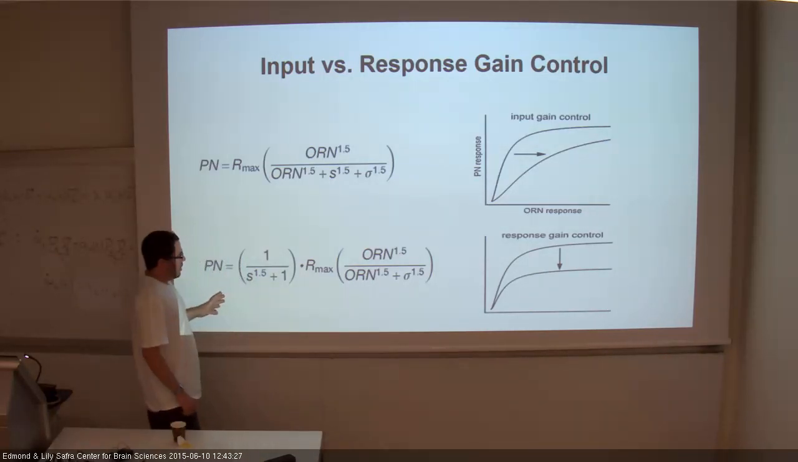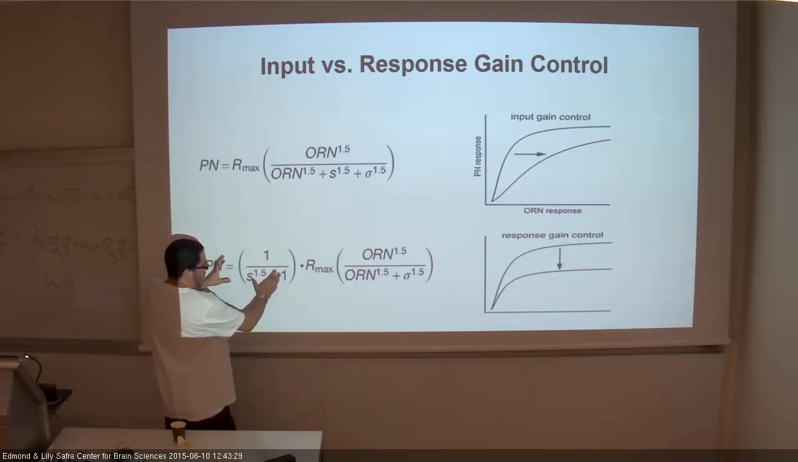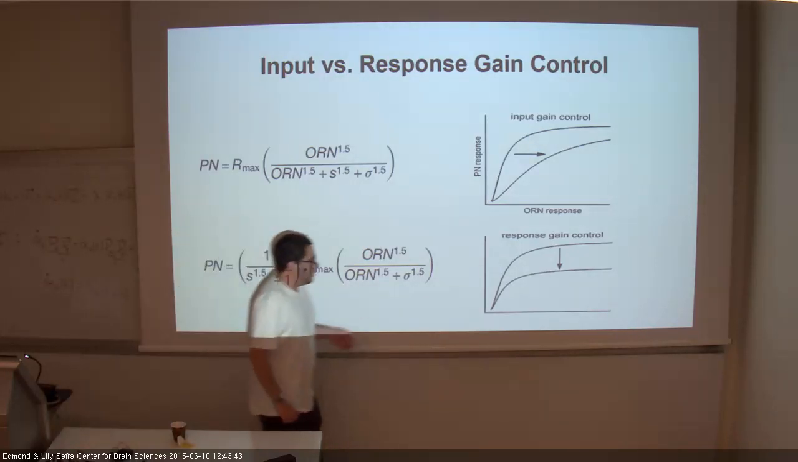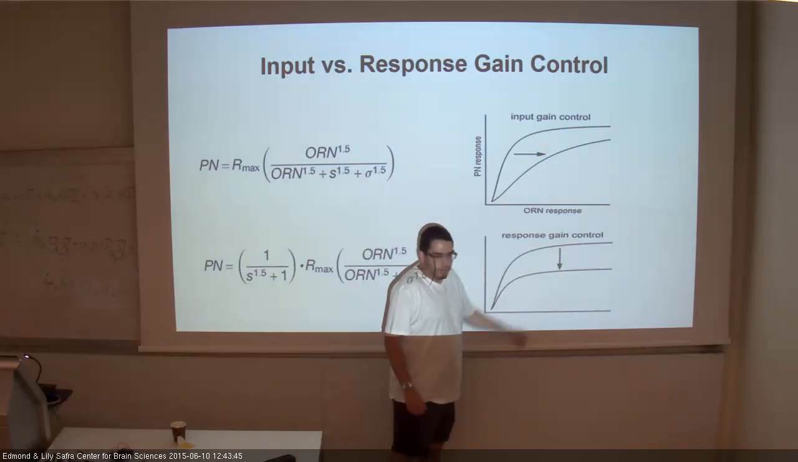And for the response gain control, if we have a constant multiple of our max, effectively what we're saying is that we have an overall change in the output of this neuron, that its maximum firing rate is now different. It's now smaller. So regardless of the amount of input that you have, you'll still get a smaller maximum firing rate.